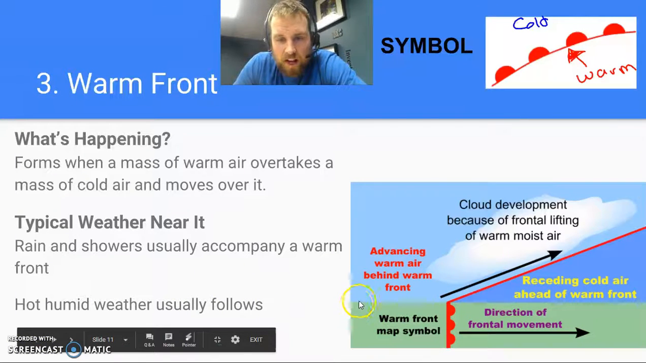So if there's a town right here, if you're looking at this point right here, okay, after the warm front has passed in this direction, it's moving from left to right, this town is going to be hot and humid after it's gotten some rain and some showers. So make sure your notes look just like this. Again, you got your symbol, you have what's happening, and typical weather. So warm air overtaking cold air, going above it.